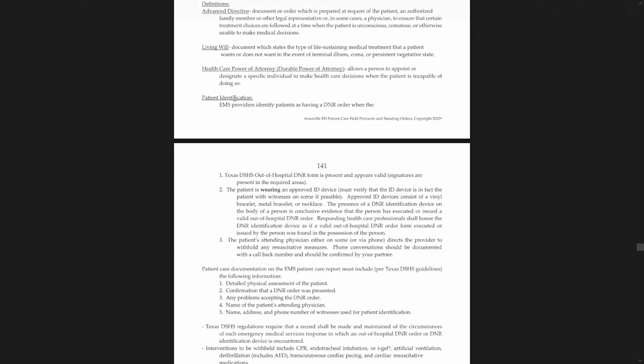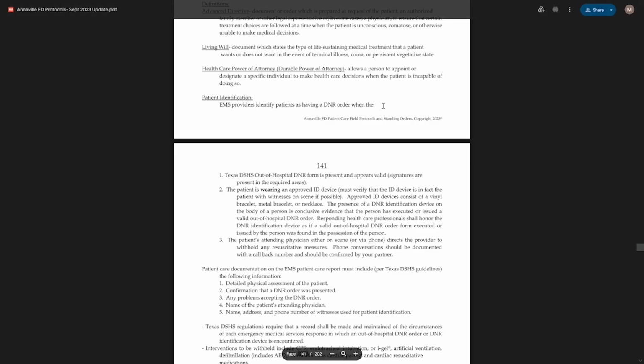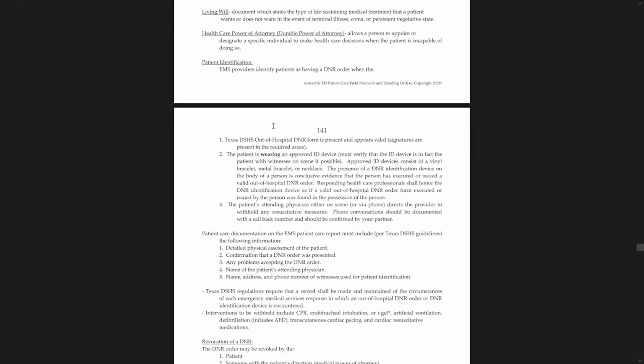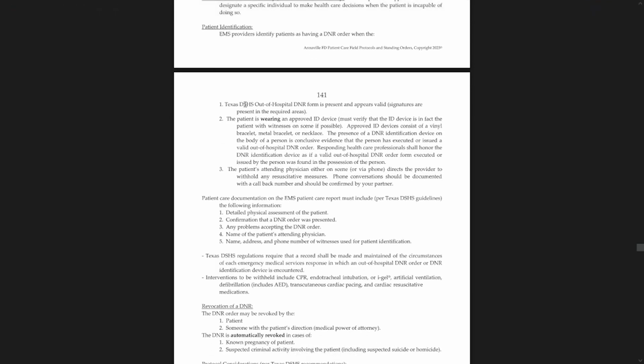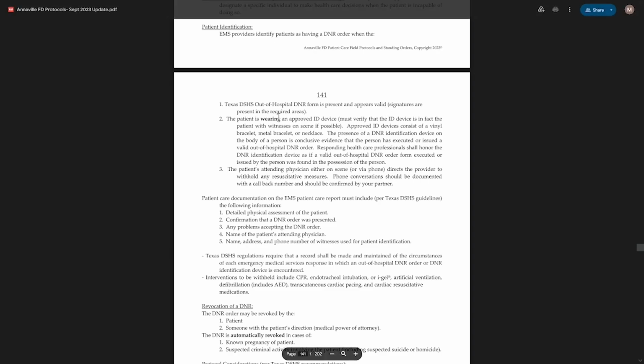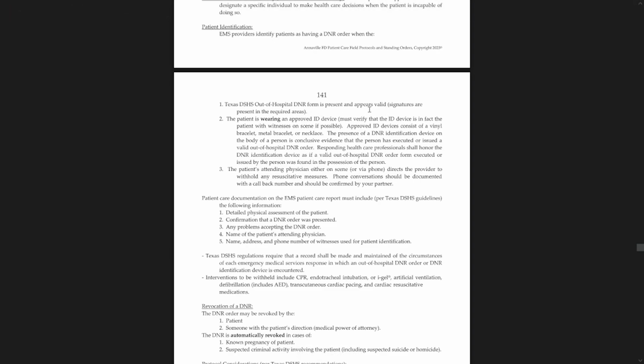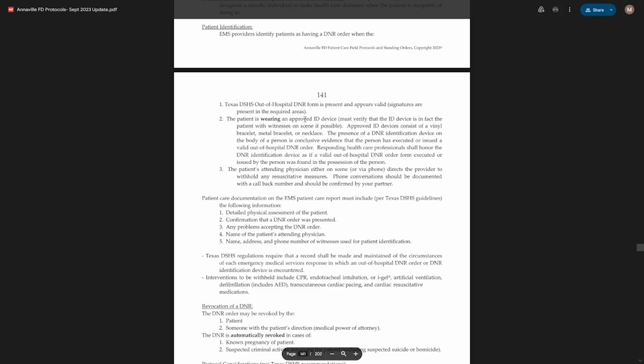Patient identification. EMS providers identify patients as having a DNR order when the Texas DSHS out-of-hospital DNR form is present and appears valid. Signatures are present in the required areas. The patient is wearing an approved ID device. They must verify that the ID device is in fact the patient with a witness on scene if possible. Approved ID devices consist of a vinyl bracelet, metal bracelet, or a necklace.